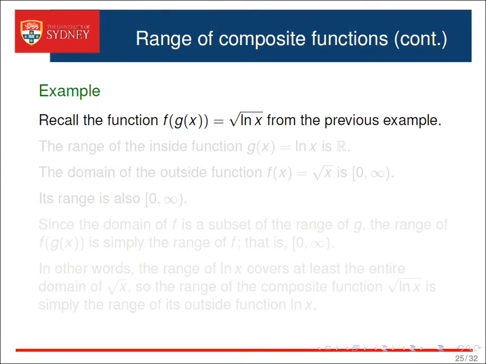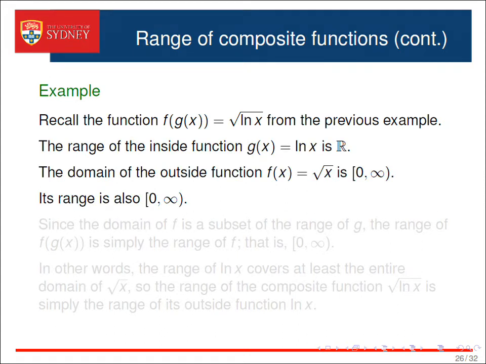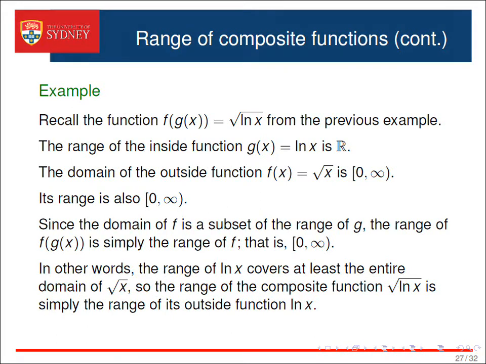Let's look at an example of the first situation. Recall our earlier composite function, the square root of ln x. The domain of the outside function f is the set of all positive numbers, including 0, which forms a subset of the inside function's range. Therefore, every possible value of f is realized, and so the range of f composed with g is simply the range of f itself, which is the set of all positive numbers, including 0.